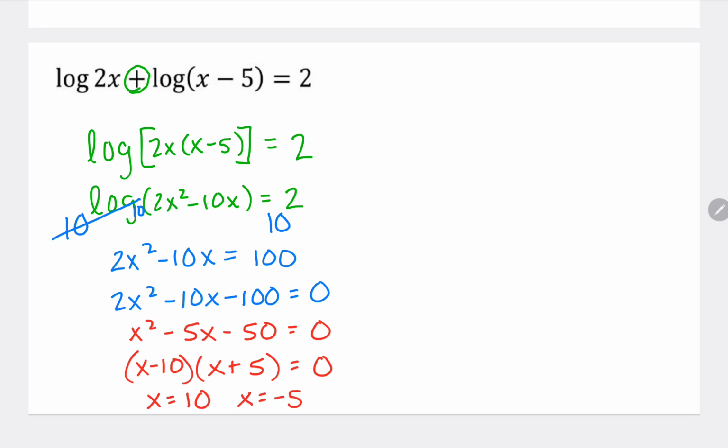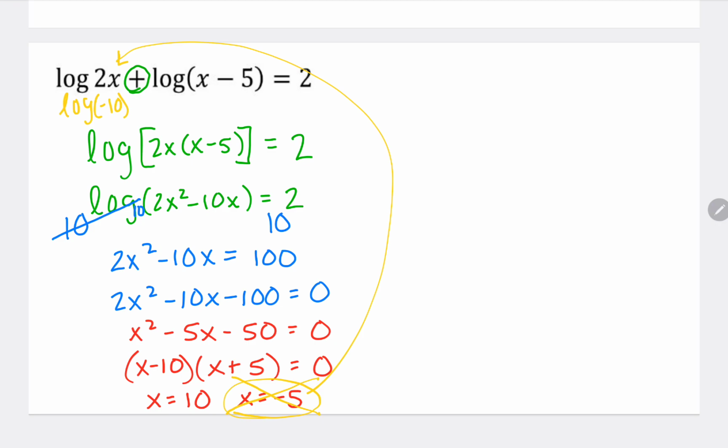But before you get too excited, we're still not quite done because log equations can give us extraneous solutions, which means you did all of the work right, but when you go to plug in your answers, it doesn't work. You'll know you have an extraneous solution for logs if when you plug in a number like negative 5 over here, I get log of 2 times negative 5, which is negative 10. And you cannot take the log of a negative number, which means negative 5 is an extraneous solution.